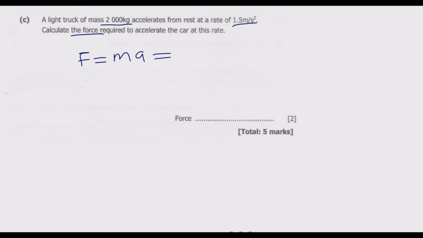So we substitute. 2000 is in kg. Remember, mass is always in kg, multiplied by 1.5 meters per second square. Then we are going to end up with basically 3000 Newton. So 3000 Newton is basically the required force to accelerate the car.